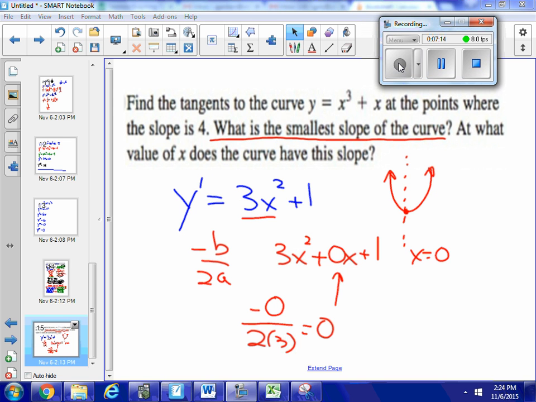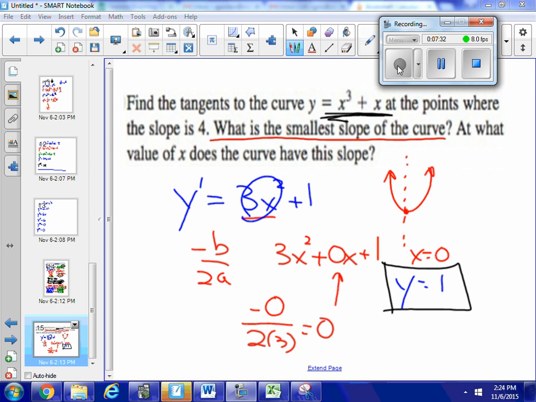So the smallest slope of this curve right here is 1. This is the equation for my derivative, which is the slope of this equation right here. And the lowest possible number that this equation is going to give me is 1.